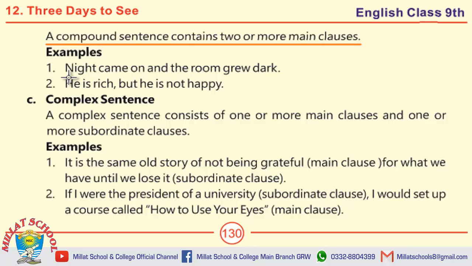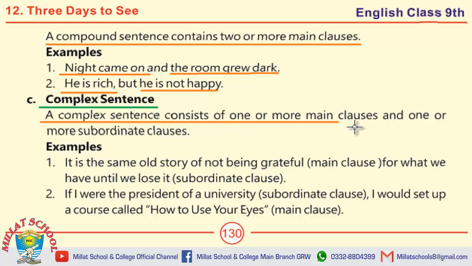For example, the first clause is night came on and the room grew dark. In the second sentence, he is rich but he is not happy. And the third kind of sentence is complex sentence. What is complex sentence? A complex sentence consists of one or more main clauses and one or more subordinate clauses.